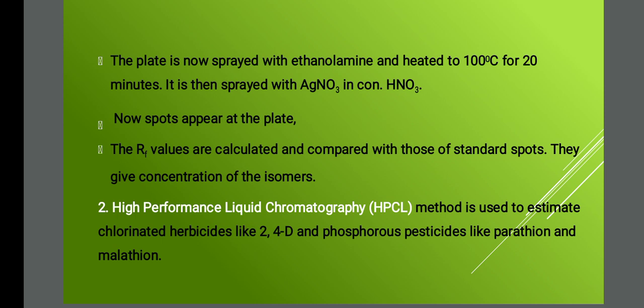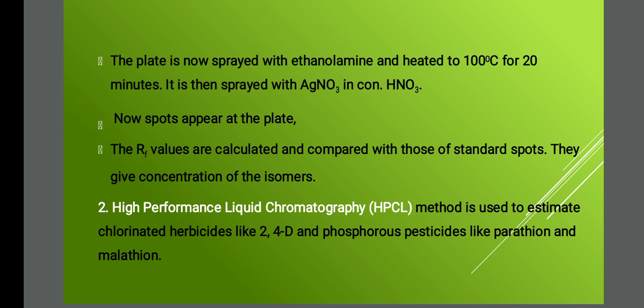After spraying, you heat the plate to 100 degrees centigrade for 20 minutes, and after heating you spray it with silver nitrate containing concentrated nitric acid. As you spray, sparks will appear, and you have to measure them, calculate the RF value, and compare it with the standard value. Is it okay? This will give you the concentration of the isomer. This is said to be the thin layer chromatographic method. This is used to find the amount of pesticide available.